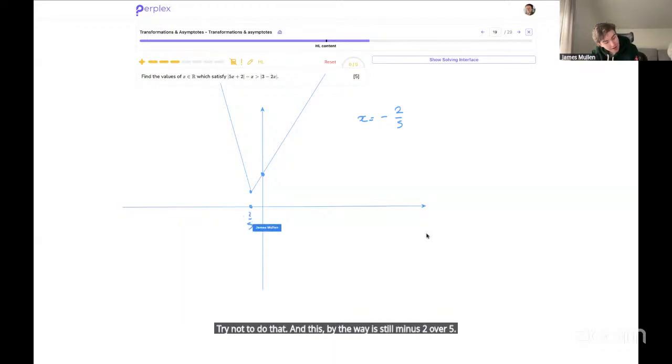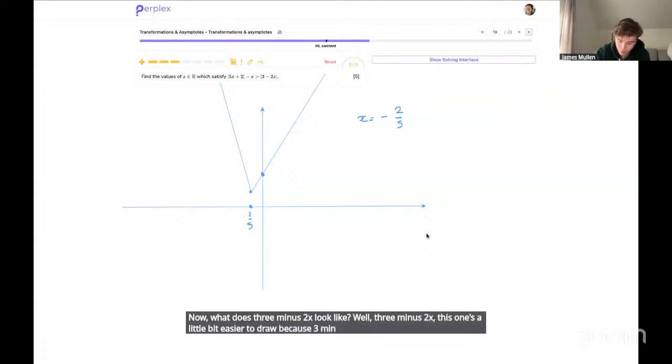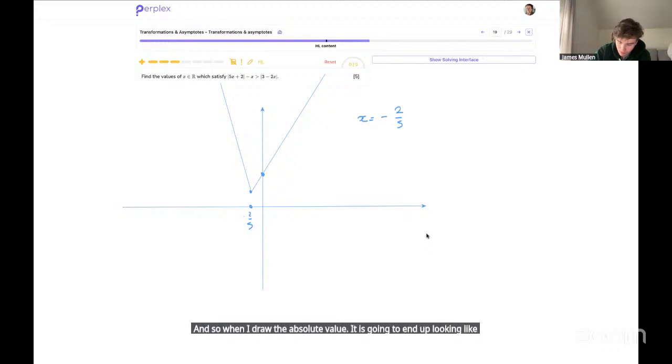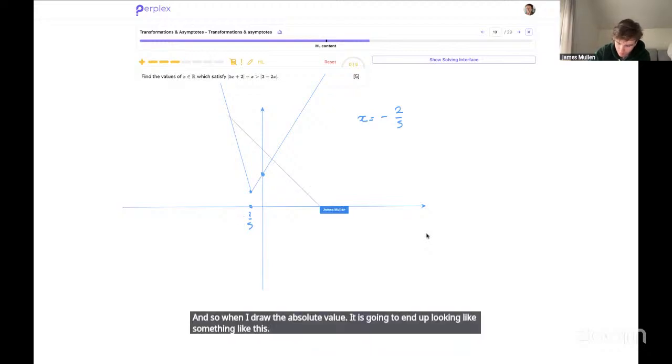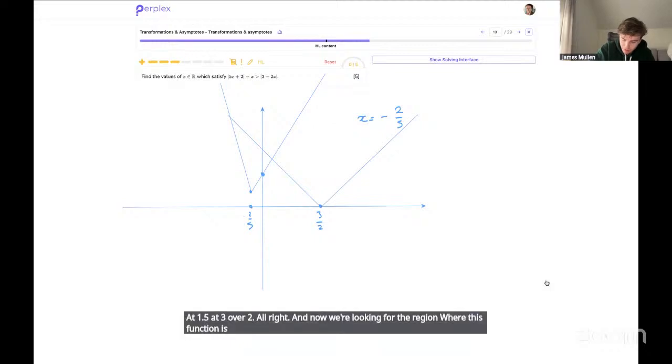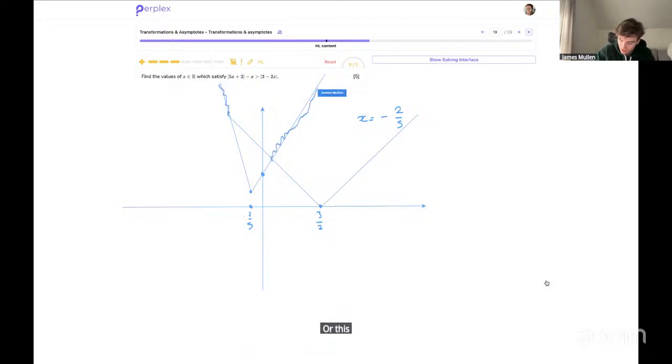Now, what does 3 minus 2x look like? This one's a little bit easier to draw. It looks something like this. And when I draw the absolute value, it ends up looking something like this. And 3 minus 2x is 0 at 3 over 2. Now we're looking for the region where this function is greater. So we're looking for this region or this region. And now we're just looking for two intersections.